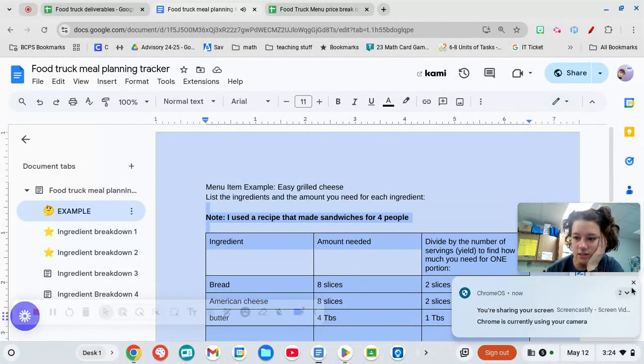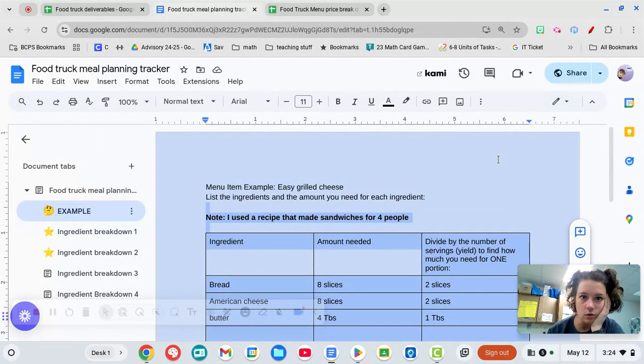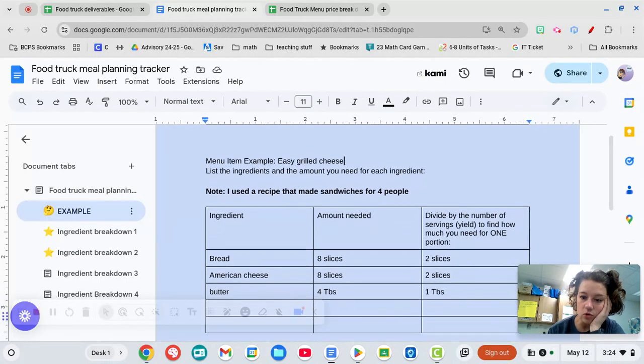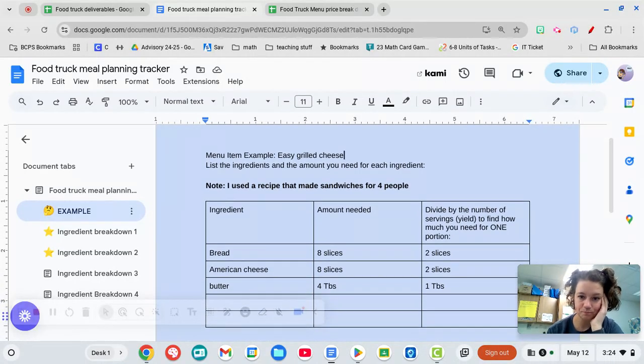Hey mathematicians, this is a video just to go over the expectations for the food truck menu price breakdown. I'm starting here on the food truck meal planning tracker so you can see where that information comes from.